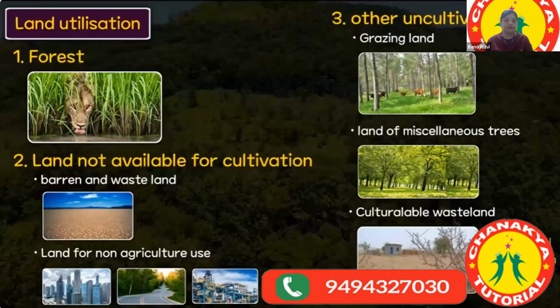Okay, now land utilization. We have forest, we need to preserve forest. There is land that is not available for cultivation because it is barren, or wasteland. There is land for non-agricultural use, that could be township areas and all that. Then there are other uncultivated lands, used for animal grazing, land of miscellaneous trees, that is the forest you can say, and cultivable wasteland, uncultivated for more than 5 years. If we have not cultivated a land for 5 years, it will become not able to be cultivated.